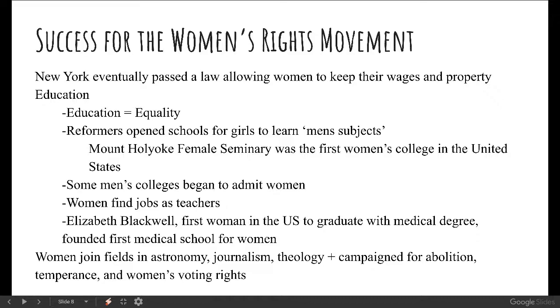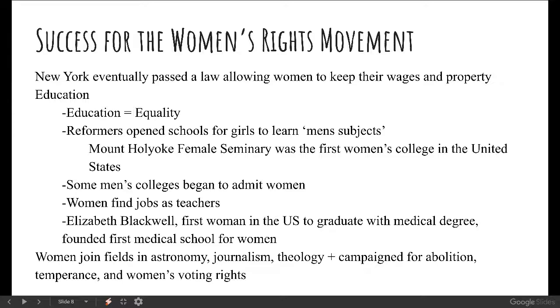Okay. Now, the movement was very successful in the antebellum period. New York eventually passed a law allowing women to keep their wages and property, and they made a lot of gains in education. They saw education as the window for equality. If a woman can't read, how is she going to be equal to a man? If a woman isn't educated in basic skills, how is she going to be equal to a man? And so education was a big push for the women's rights movement here in the 1800s.